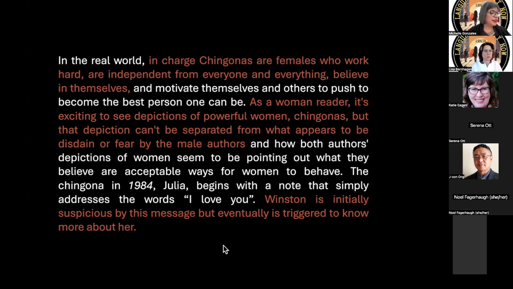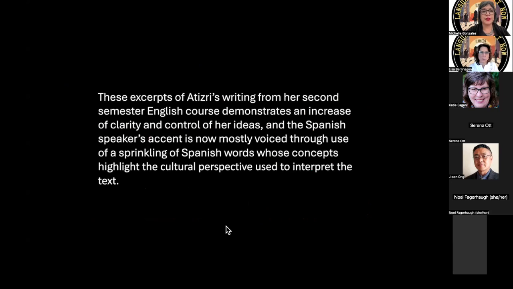Accessing these phrases and concepts in Spanish as she read these texts aided Itsiri's understanding of what she read, and they played a major role in her textual analysis. These excerpts from her second semester English course demonstrate an increase of clarity and control of ideas, and the Spanish speaker's accent is now mostly voiced through use of a sprinkling of Spanish words whose concepts highlight the cultural perspective used to interpret them.